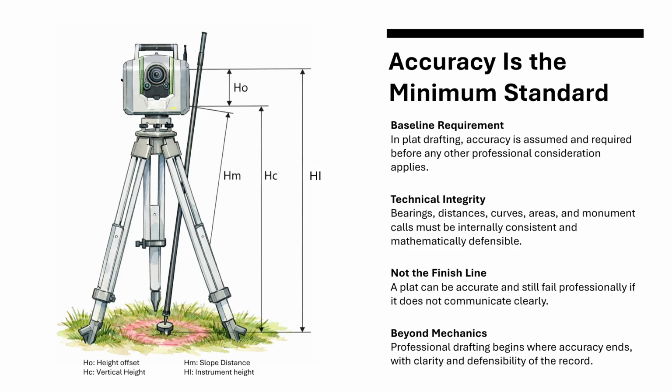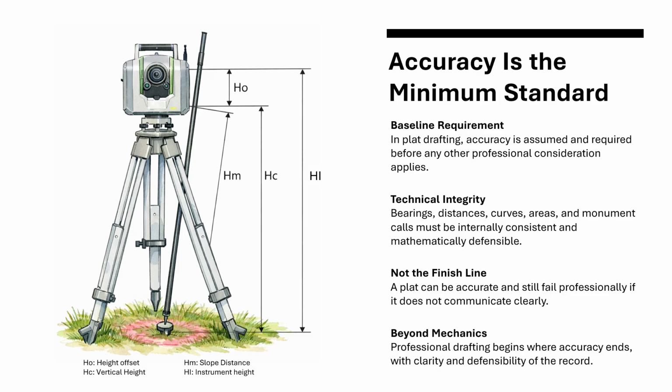Every bearing, distance, curve value, area label, and monument callout must be internally consistent and defensible. Counties and municipalities routinely check closure, curve data, and area calculations. A plat that fails basic mathematical integrity will not pass review, regardless of how clean it looks.